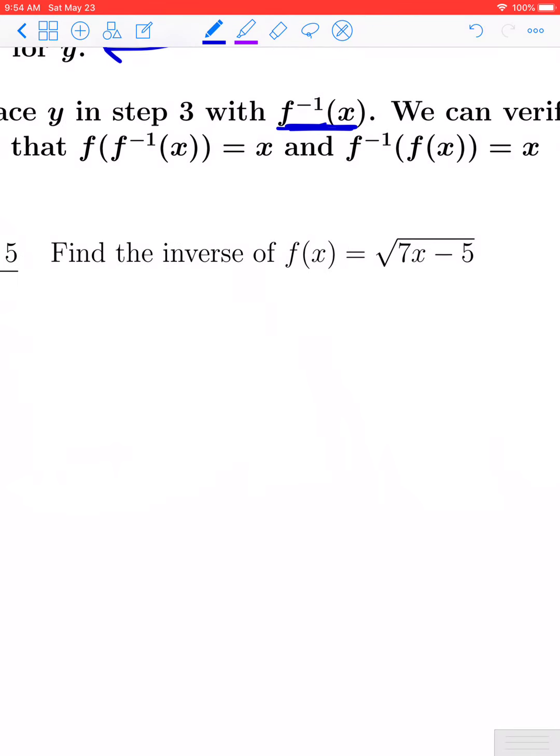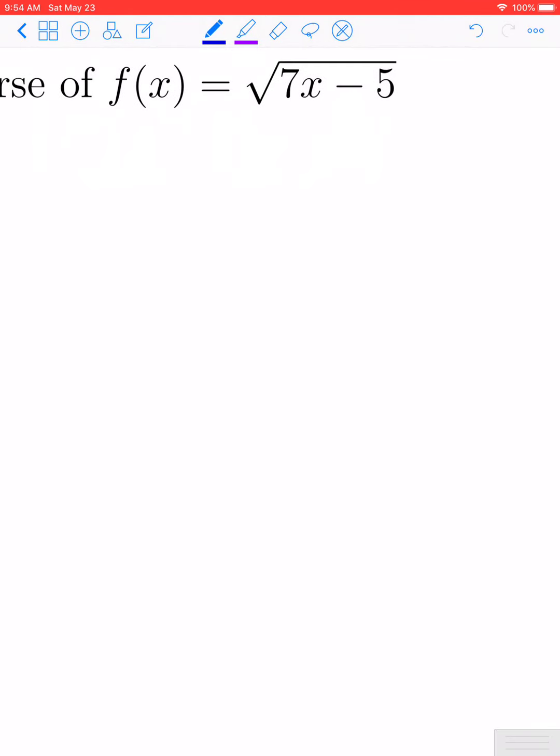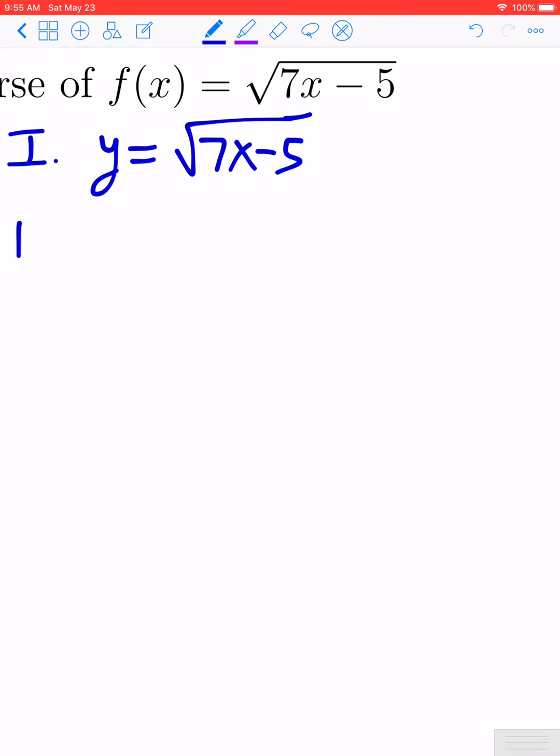Let's take a look at example 5. We're asked to find the inverse of f of x equals the square root of 7x minus 5. So let's go through this one. First thing we do is revert to the y notation. We'll call it y equals the square root of 7x minus 5. The next thing we're going to do is this interchange. Every y becomes an x. Every x becomes a y.